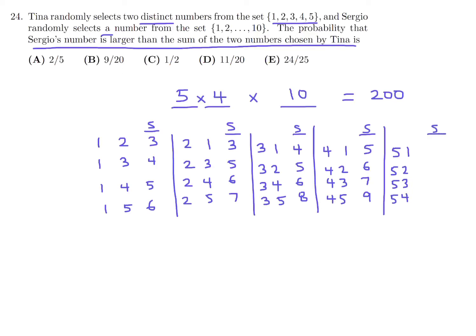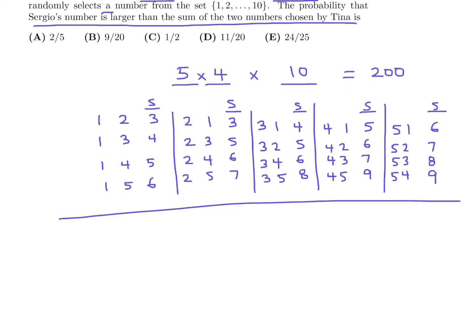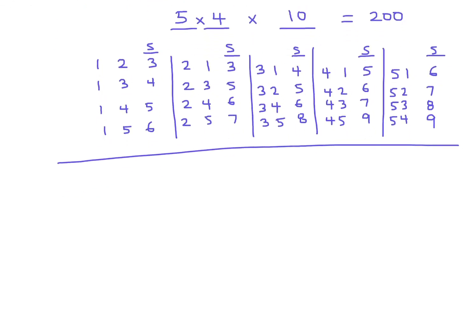And the sums here are 6, 7, 8, and 9. Okay? So this is our table. Now, Sergio is going to select a number from 1 to 10. So 1, 2, 3, 4, 5, 6, 7, 8, 9, and 10. These are his selections. What we have to figure out is that for each of these, how many of the sums are smaller, because his one number has to be greater than the sum.